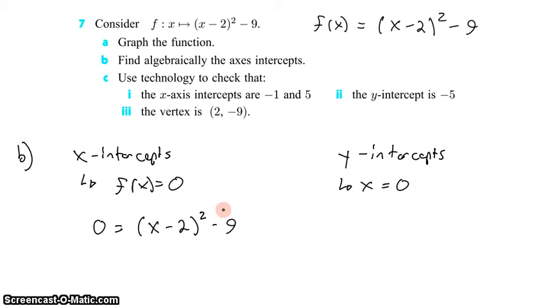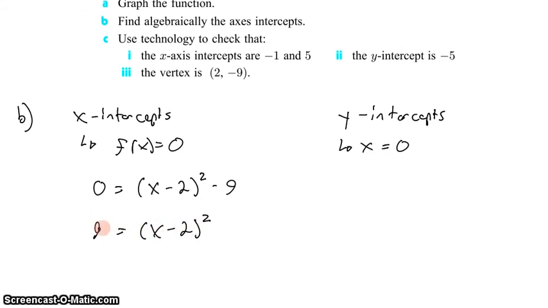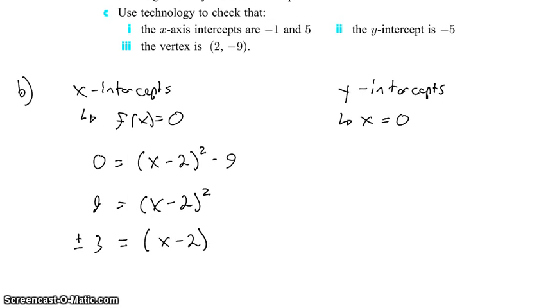Now to solve this, we could try and FOIL this out and solve the quadratic for x, but I'm actually spotting a shortcut. What I'm going to do is move the 9 to the other side. And now what I have is, on both sides, something squared equals something squared. I know what the square root of 9 is. It's plus or minus 3. So square root of both sides, the square goes away over here, and I get plus or minus 3 on the other side.